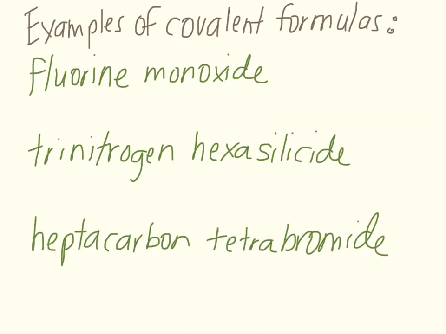Okay, so our first one is fluorine monoxide. There is no prefix on the front of fluorine, but we know that the first element is never able to get a prefix if there's only one of it. So we know that there's only one fluorine, and we don't write 1 in formulas. And then monoxide tells us that there's one oxygen, so it's just FO.